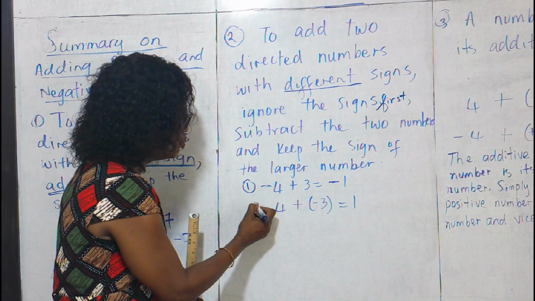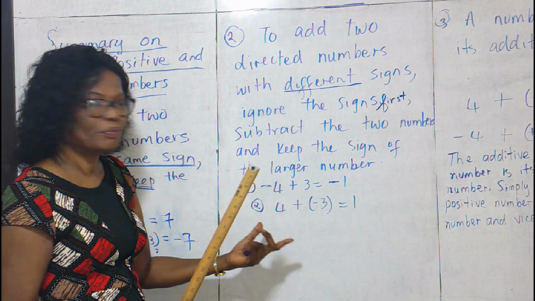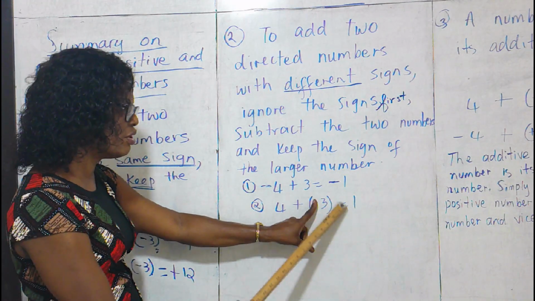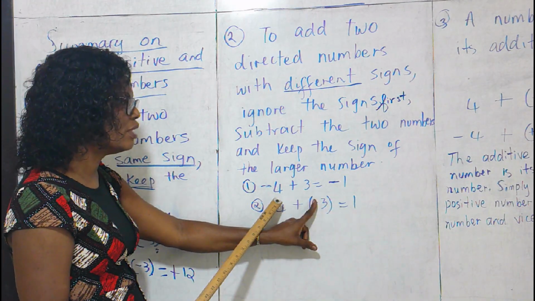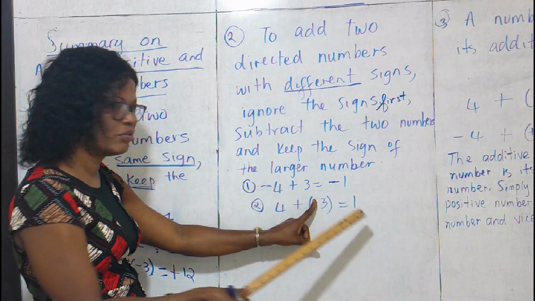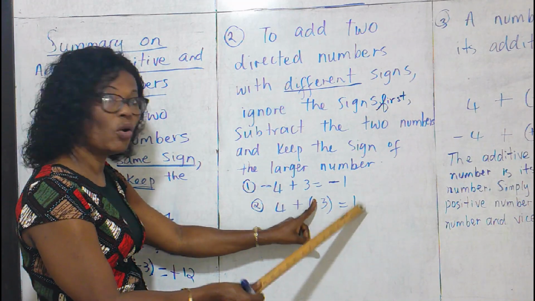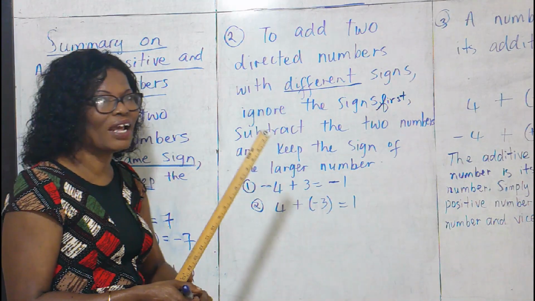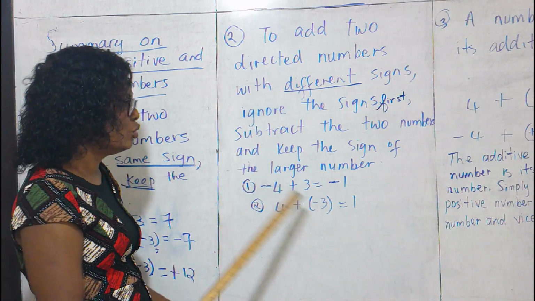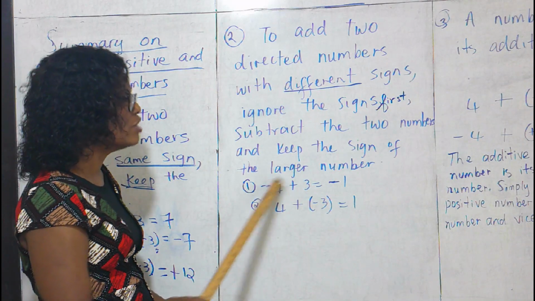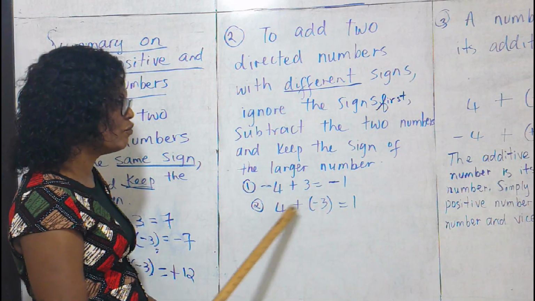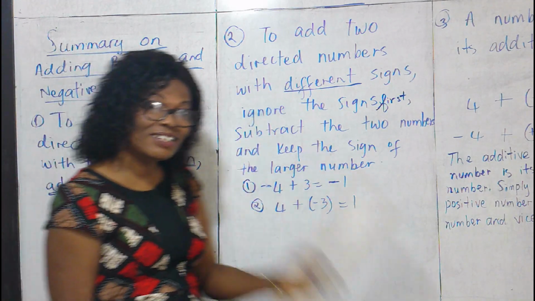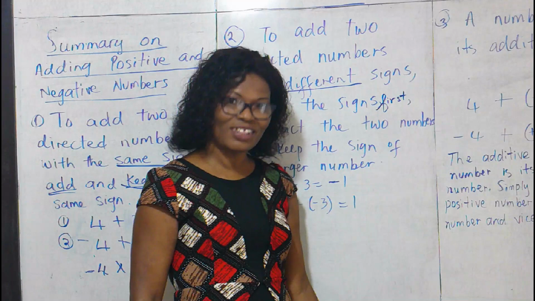And number 2, same principle. Subtract, ignore the signs. 3 from 4 is 1, and keep the sign of the larger number, positive 1. Or you can use the concept of have and owe, which is what I really prefer. So you have 3 and you owe 4, so you still owe 1. You have 4, you owe 3, give up the 3, you still have 1. Isn't that easy? It's so easy, don't you think?